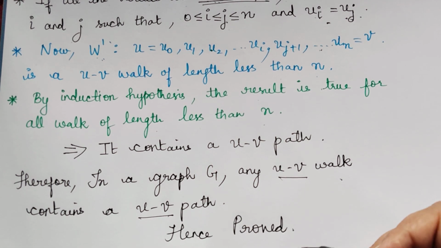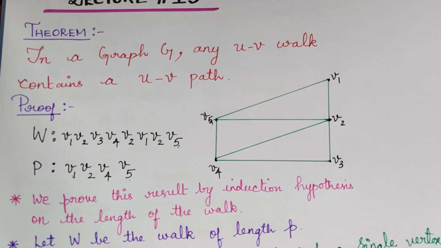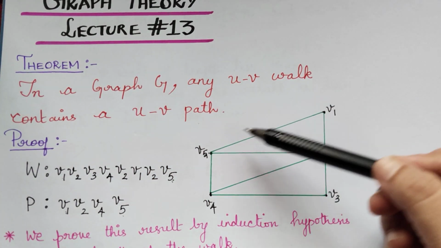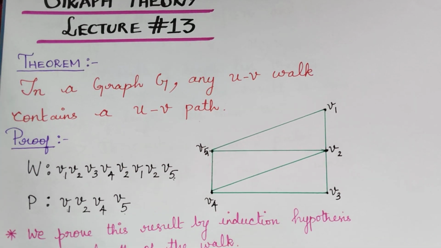I hope you have understood this theorem to the best of your understanding. So this is the theorem: in any graph G, a uv walk contains a uv path, and this is the illustration. Thank you.